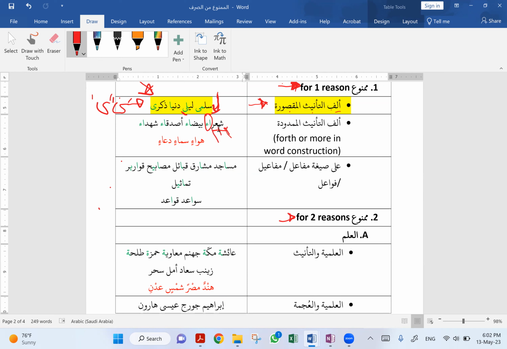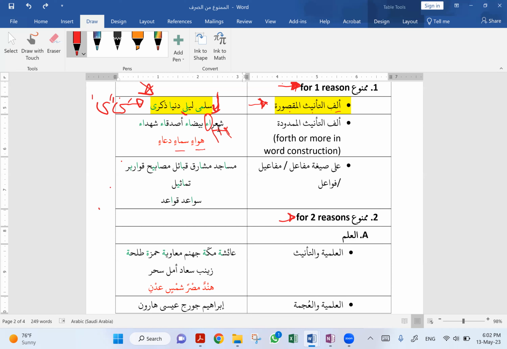Or it could be more. You could have even more. But minimum 3. If that's the case, then it will be mamnu' min as-sarf. If that's not the case, then it will be fully flexible, like in the examples I gave down here in red. Hawa'in. It's fully flexible. Why? Because if you count the letters, you only have ha, waw, then the alif mamduda. So there's only 2. Then it becomes fully flexible.